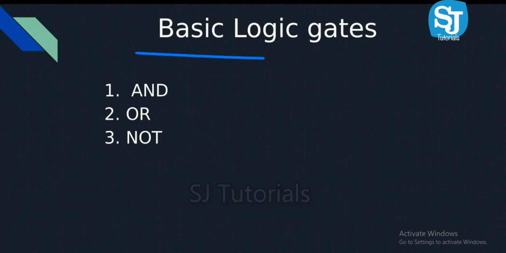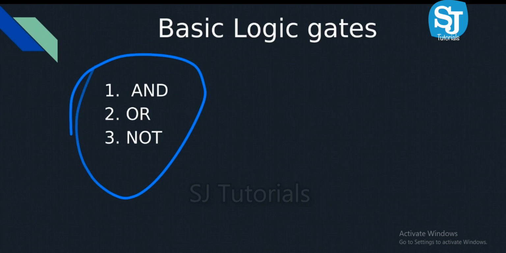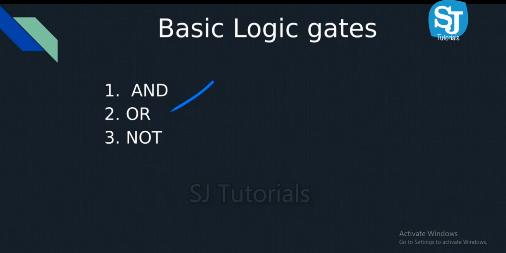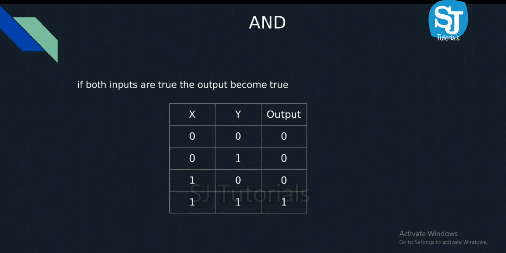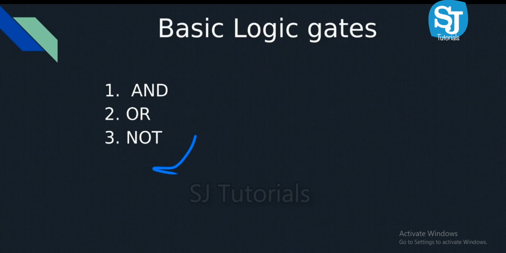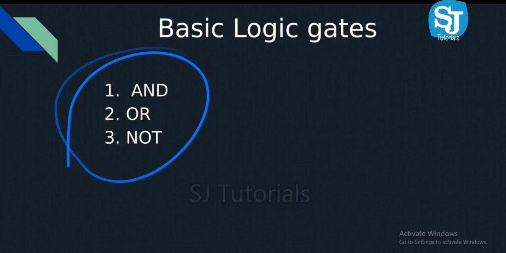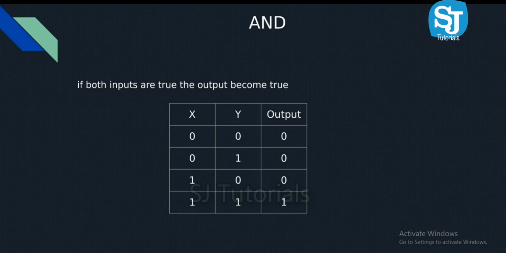What are basic logic gates? There are mainly three types of logic gates. First one AND gate, second one OR gate, and third one NOT gate. There are mainly three types of logic gates: AND, OR, and NOT. First of all, the AND gate. What is an AND gate?